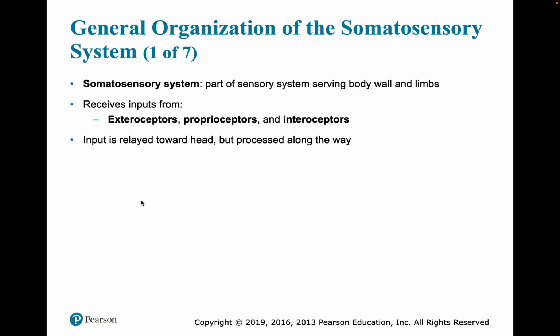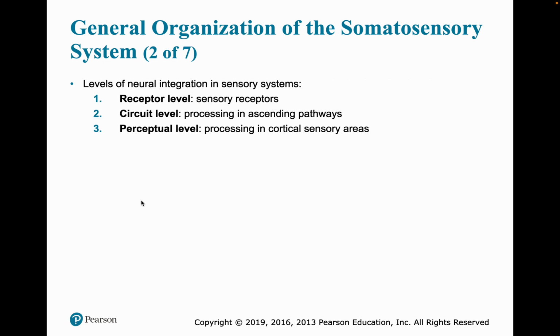All that input is relayed toward the head, towards the central nervous system, but there is processing that happens along the way. We have neural integration in sensory systems at the receptor level, the circuit level, and the perceptual level. So at the receptor level, we have sensory receptors. At the circuit level, we have processing in the ascending pathway, so as the information is making its way up to the central nervous system, it's being processed. And then in the perceptual level, we have the cortical sensory areas of the brain that figure out what it means.